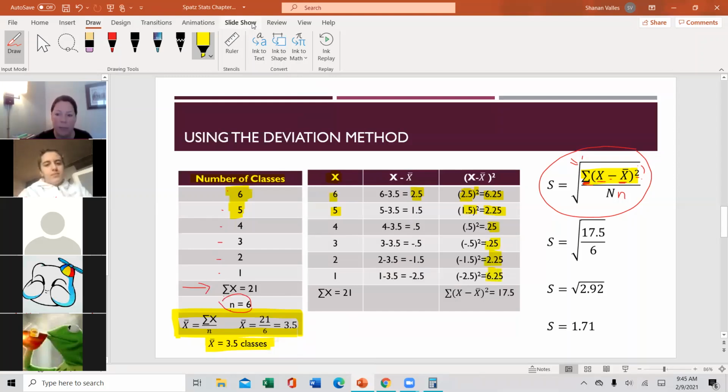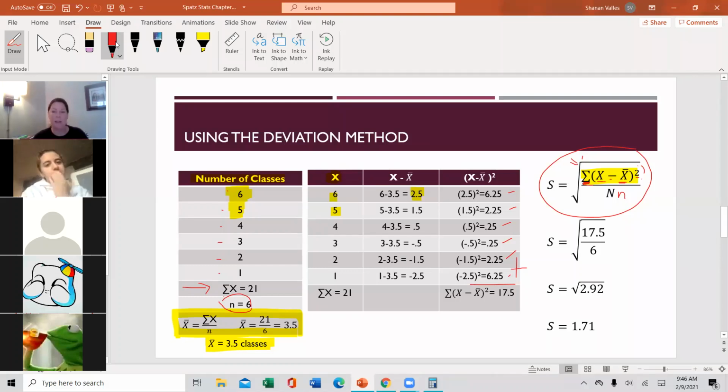I have one real quick. How did we get the 17.5? Excellent question. Right here, we add all of these up. We add up the 6.25, 2.25, 0.25, 0.25, 2.25, plus 6.25. It should add up to 17.5. Oh, okay. Sounds good. Thank you.